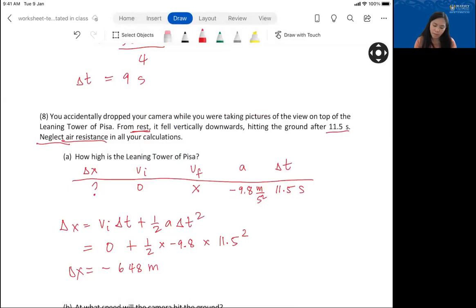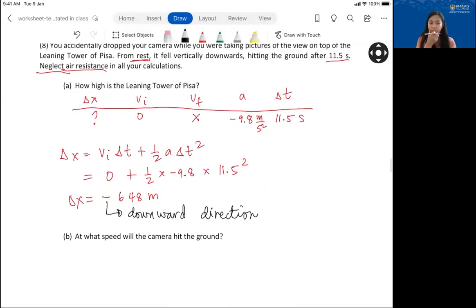Okay, what's the negative sign? What does the negative sign in delta x mean? It means that it's a downward direction. So the displacement is downwards. The direction is downwards. Okay.